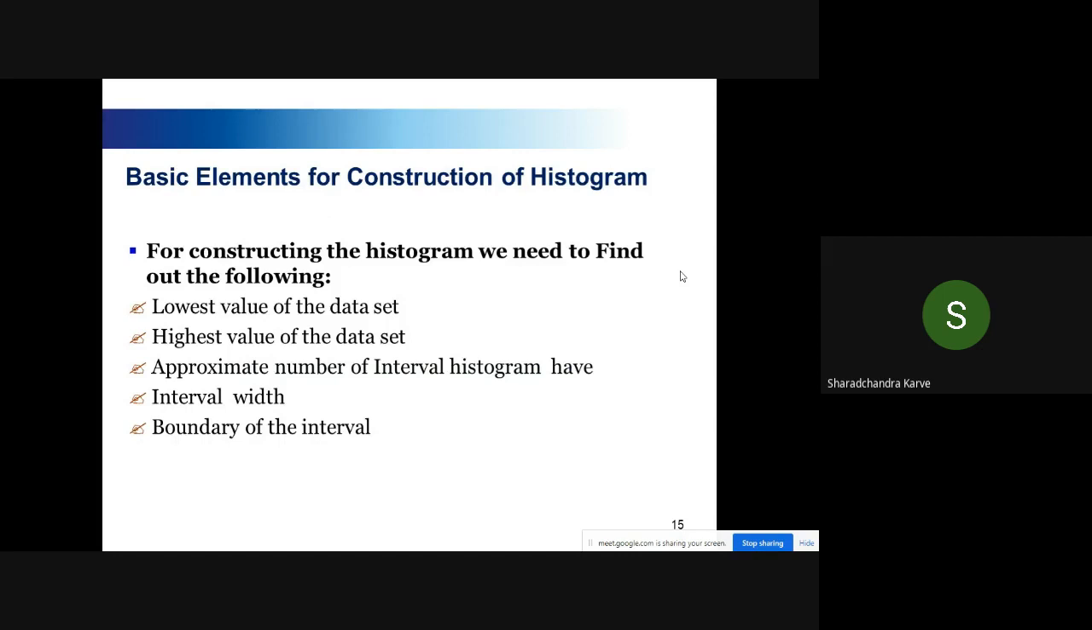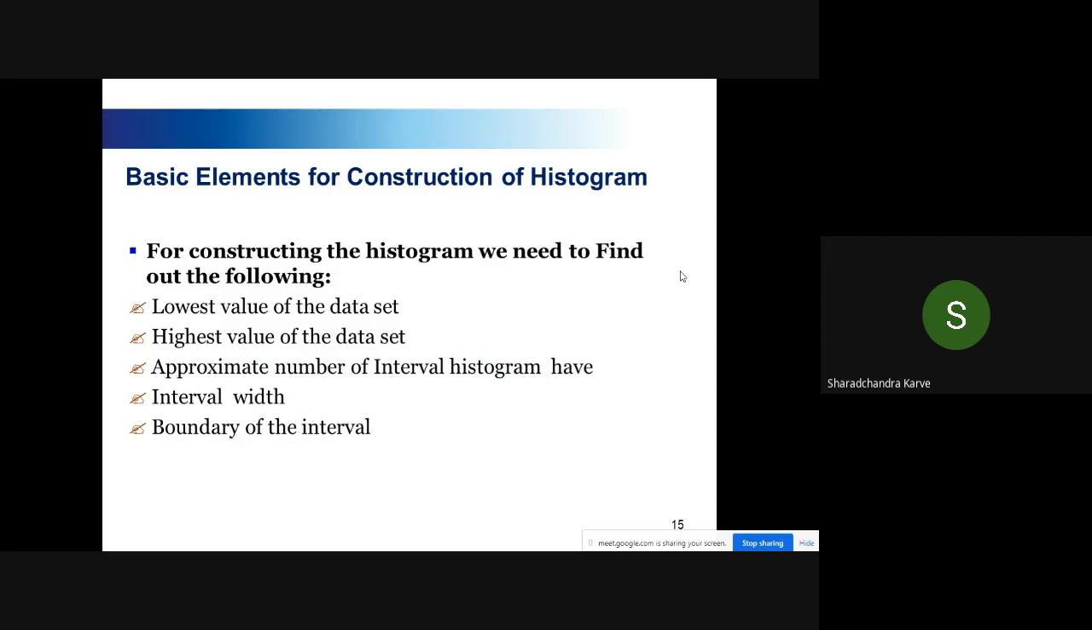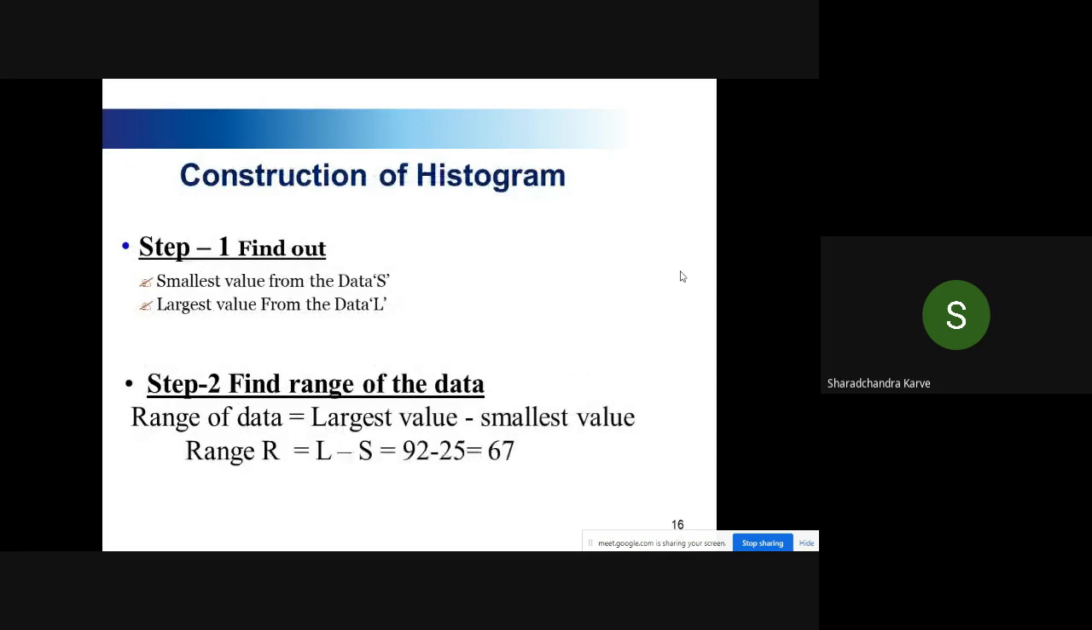Based on that lowest value and highest value, you can have appropriate intervals. Next slide. And based on that interval width and boundary interval, you can have a frequency distribution in those intervals to draw a histogram, which is a simple bar graph. So next slide. So the lowest is 25, the highest is 92. So my range is 67. Next slide.